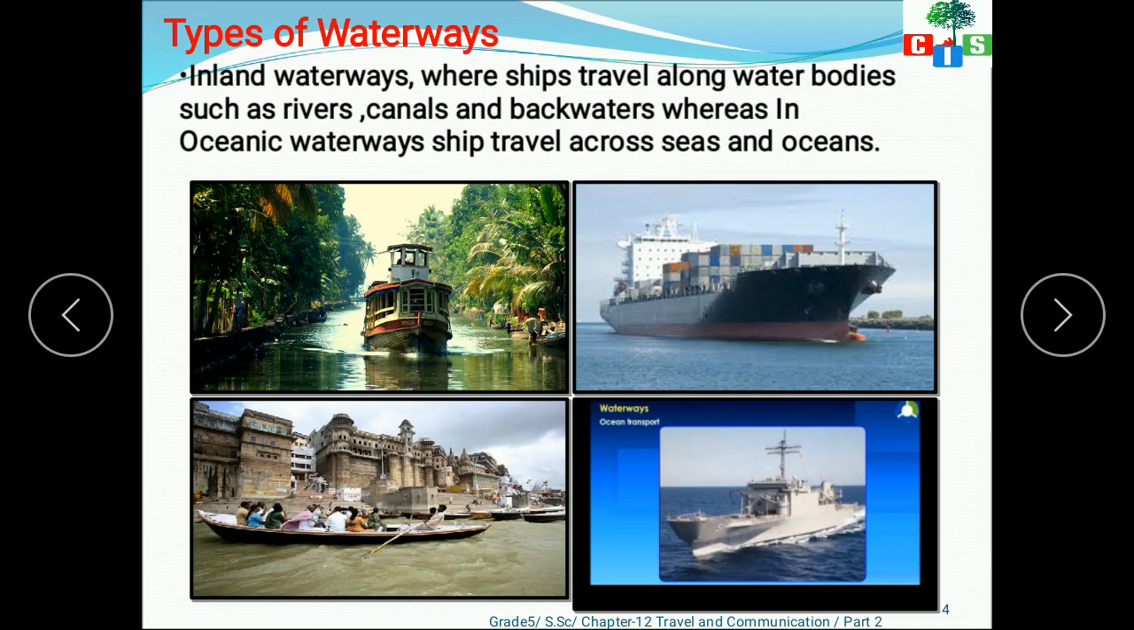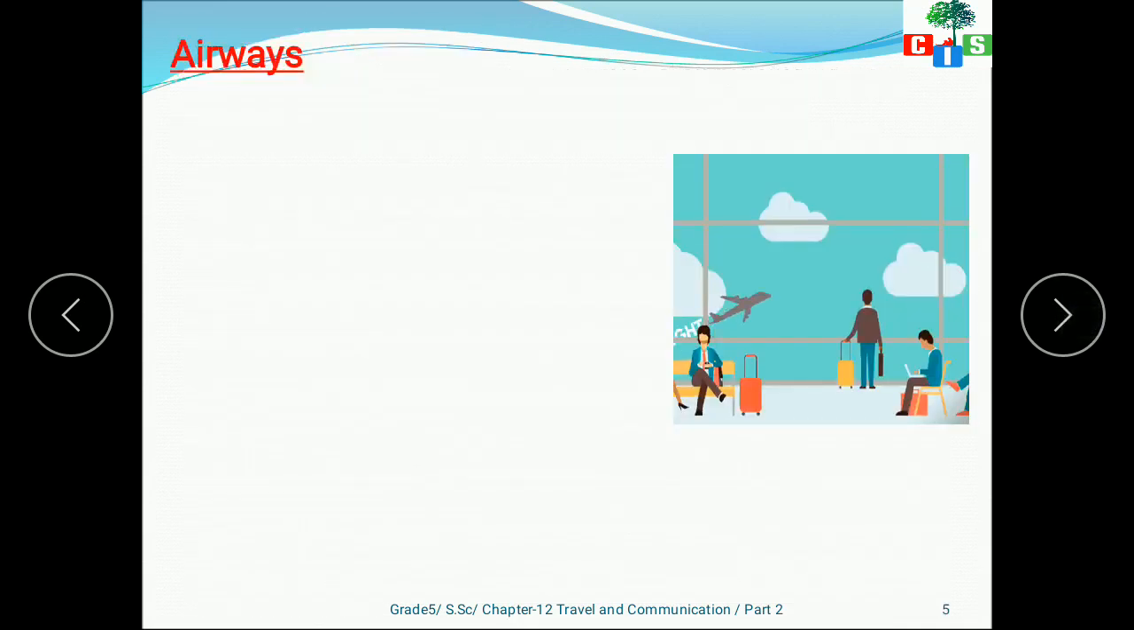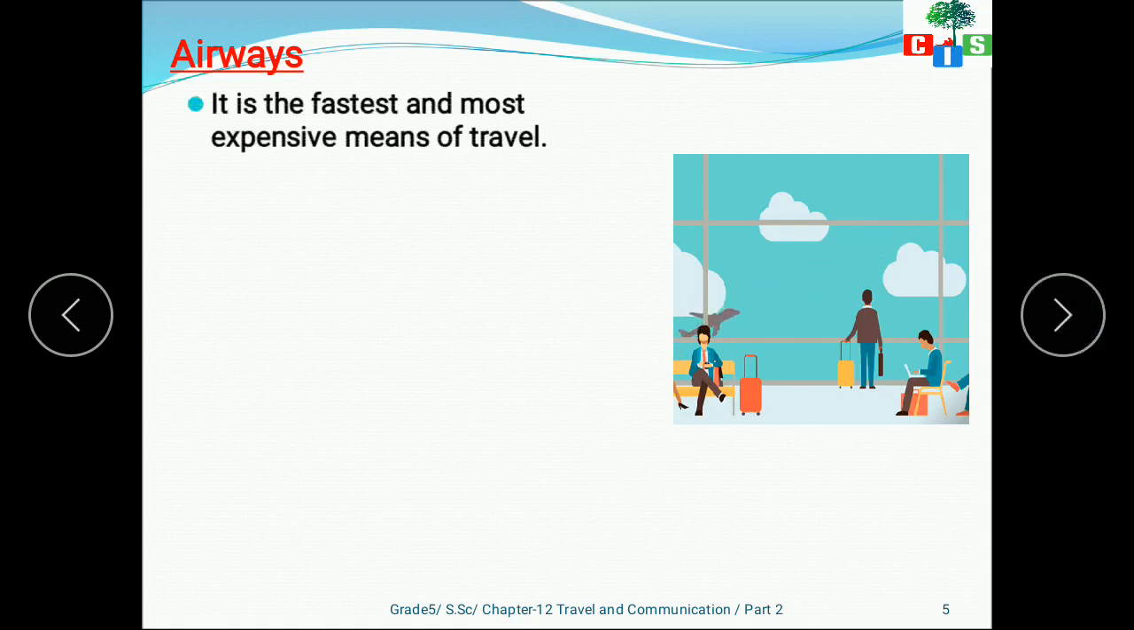Now let's see the other means of travel, that is airways. I hope all of you know this because nowadays airways are very popular, right? It is the fastest and most expensive means of travel. If the question comes, what is the cheapest means of travel, the correct answer is roadways. And if I ask what is the fastest and most expensive means of travel, the answer is airways.